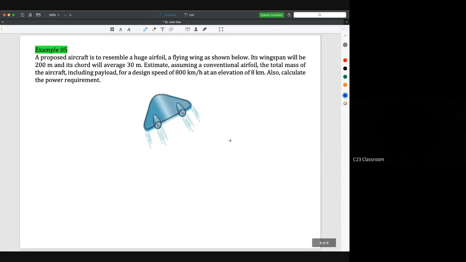So this is example 5. A proposed aircraft is to resemble a huge airfoil flying wing as shown below. Its wingspan will be 200 meters and its chord will average 30 meters. Estimate, assuming a conventional airfoil, the total mass of the aircraft, including payload, for a design speed of 800 km per hour and at an elevation of 8 kilometers, and also calculate the power requirement.